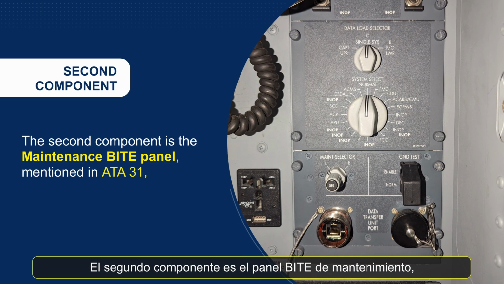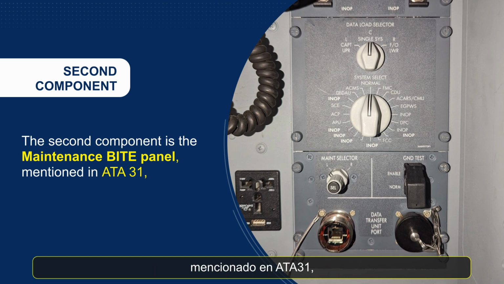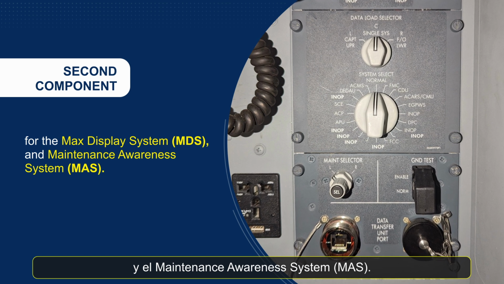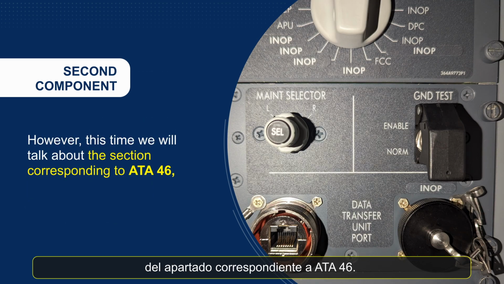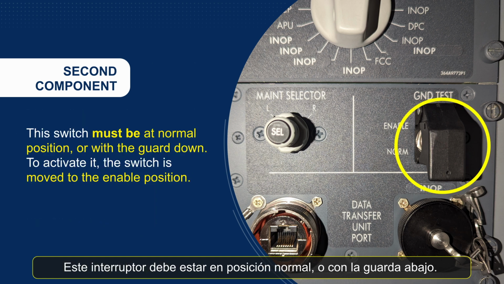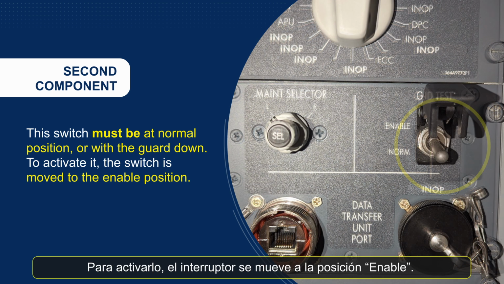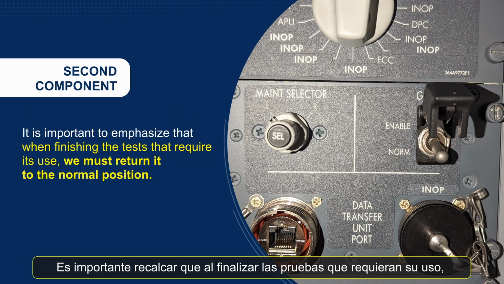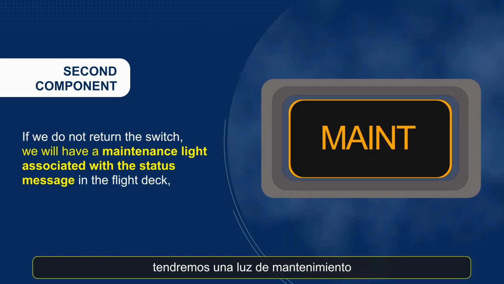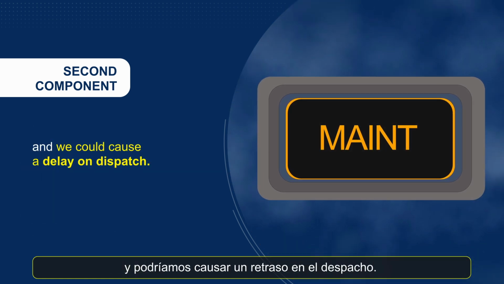The second component is the maintenance byte panel, mentioned in ATA-31, for the Max Display System, MDS, and Maintenance Awareness System, MAS. However, this time we will talk about the section corresponding to ATA-46. The ground tests enable the onboard maintenance function to test the associated systems specific to the aircraft. This switch must be at normal position, or with the guard down. To activate it, the switch is moved to the enable position. It is important to emphasize that when finishing the tests that require its use, we must return it to the normal position. If we do not return the switch, we will have a maintenance light associated with the status message in the flight deck and we could cause a delay on dispatch.